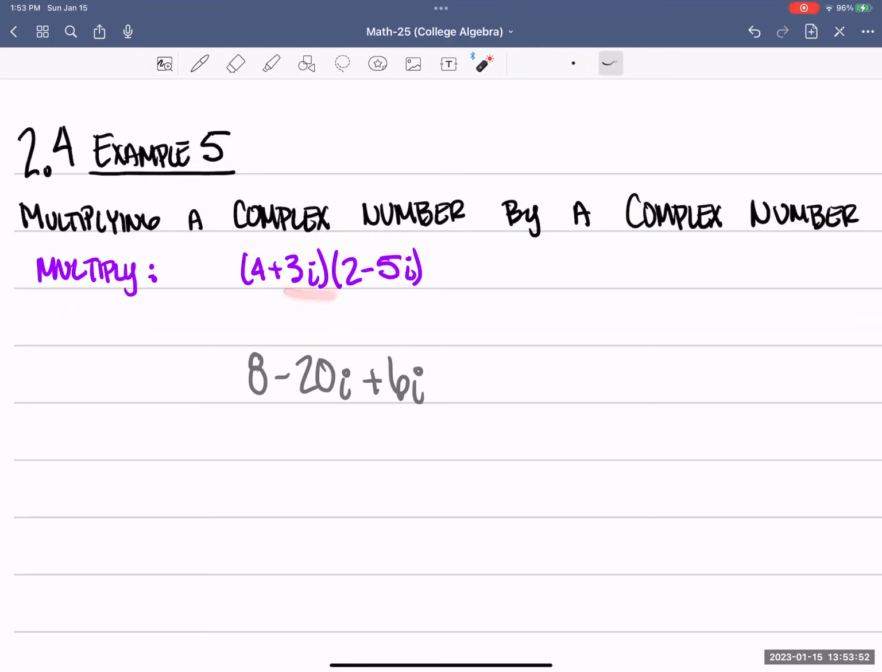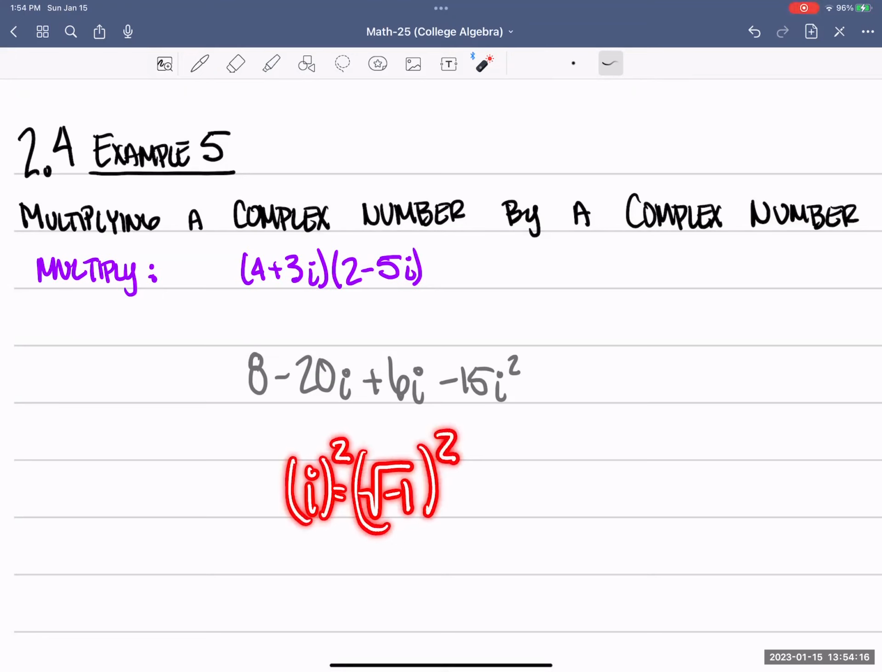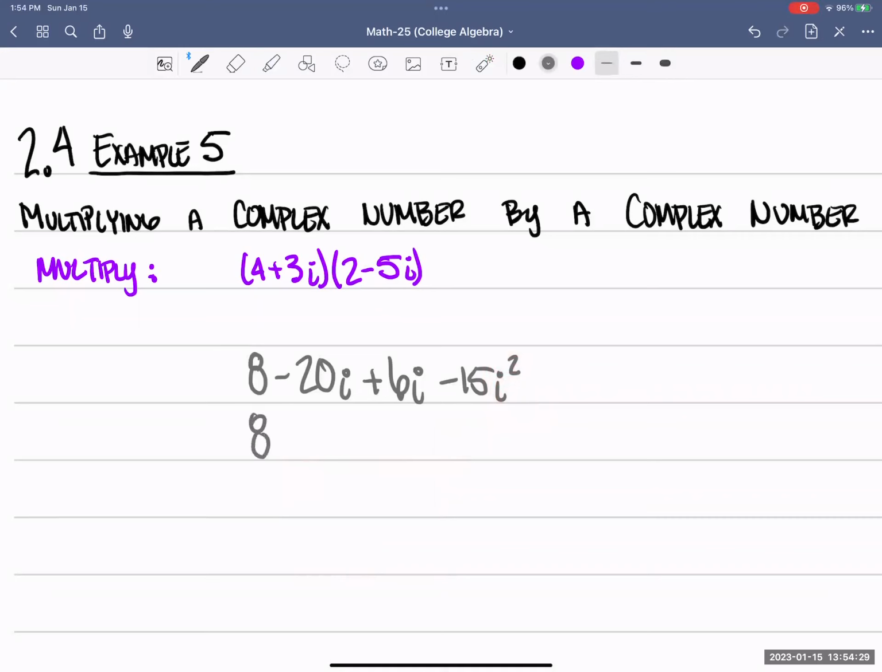And we have 3i times negative 5i. So negative 15, and then i squared because we multiplied i times i. Now remember that i is equal to the square root of negative 1. If we square both sides, we end up with i squared is equal to negative 1. So here in this part, i squared is going to be equal to negative 1. So let's throw that in there.